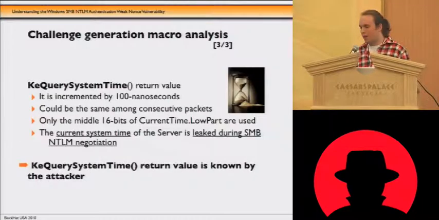And finally, what will be the time when the get encryption function is called? Well, we know, based on the plot, that it could be the same among consecutive packets. Only the middle 16 bits, probably the most volatile part of that value, are used. But we also found that the current system time of the server is sent to the attacker during the SMB negotiation. So the current system time can be predicted or known by the attacker.